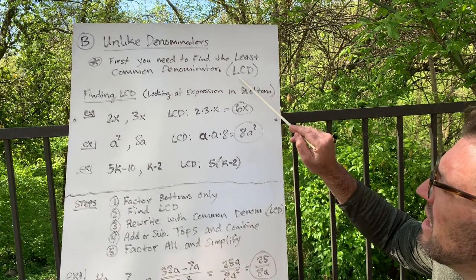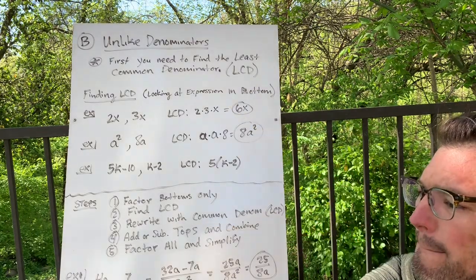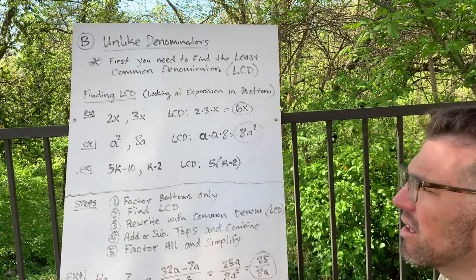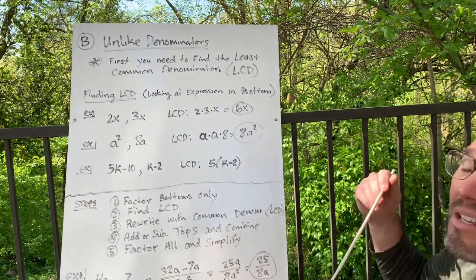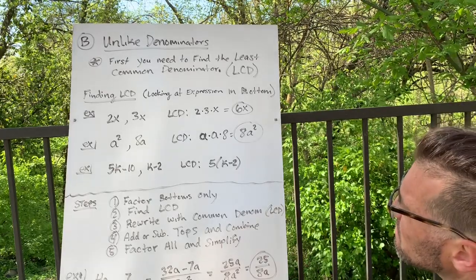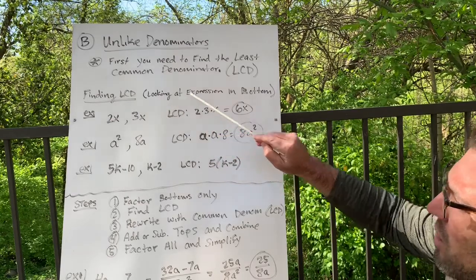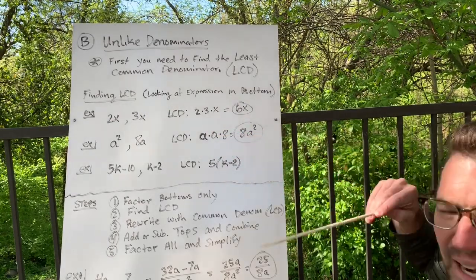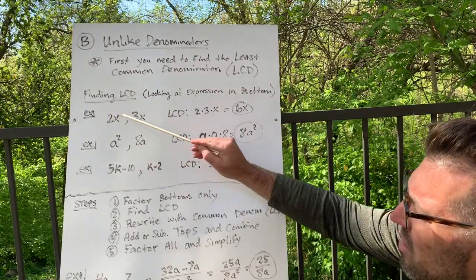Now, we call it the least common denominator because there are denominators that are bigger that will still work, but it'll make your work harder. So finding the least common one will just make your work easier. When you're finding the LCD, first you just want to look at the expressions in the bottom of the fraction. So, let's take a look at 3 examples.